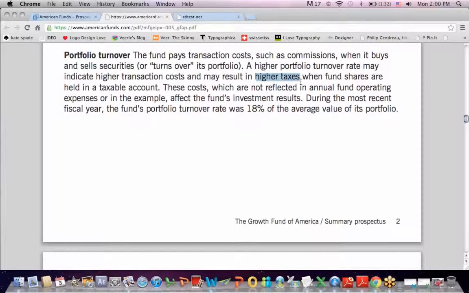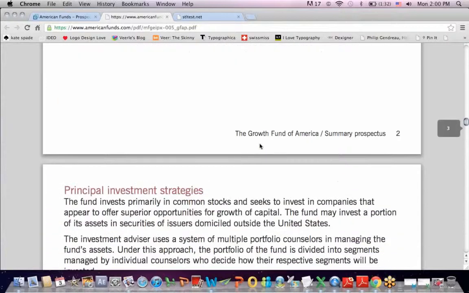Another impact, though, when there's turnover is if you are not in a tax-deferred or tax-exempt sort of vehicle for your investment, you're going to incur either short-term or long-term capital gains or both. So that's why they say it may result in higher taxes here if it's held in a taxable account. Says during the most recent fiscal year, and I'm looking at this in June of 2013, the fund's turnover rate was 18% on the average value of the portfolio. So if the fund had $100 in it, on average, it sold $18 of that $100 of securities in a given year.